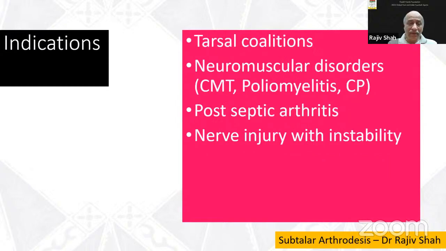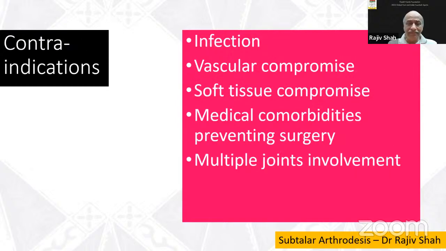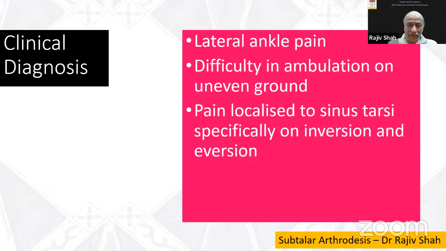Then comes clinical diagnosis. The typical complaint in the history would be difficulty in walking or running or climbing or doing activities on an uneven surface. This is the first and foremost hallmark complaint of subtalar joint arthritis.